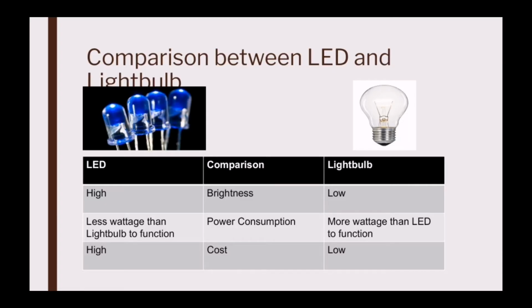Now is the comparison between LED and light bulb. In terms of brightness, LED has a higher brightness than the light bulb. In terms of power consumption, LED consumes less wattage than the light bulb to function. In terms of cost, LED has a slightly higher cost than the light bulb.